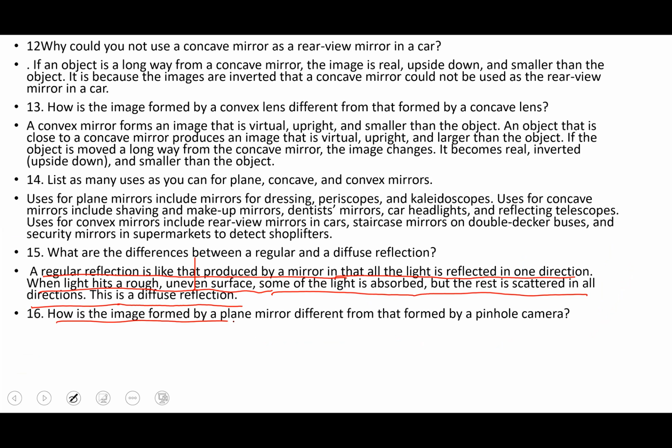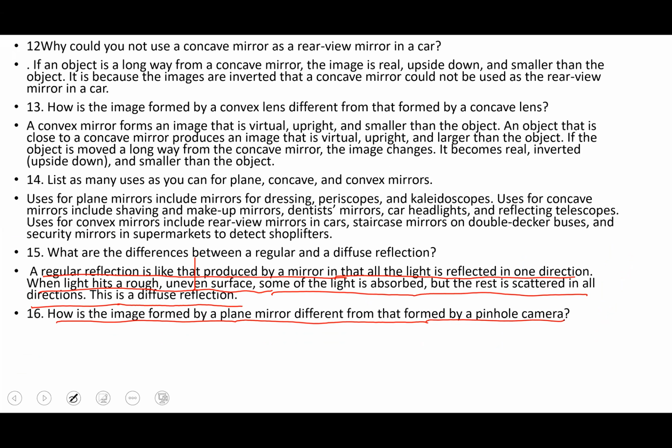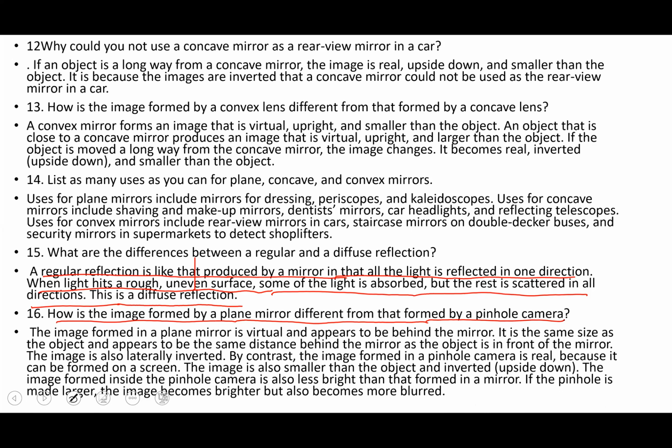How is the image formed by a plane mirror different from one formed by a pinhole camera? Let us write about that as well. An image formed by a plane mirror is virtual and appears to be behind the mirror. It is the same size as the object and appears to be the same distance behind the mirror as the object is in front of the mirror. The image is also laterally inverted. That is the function of the mirror.